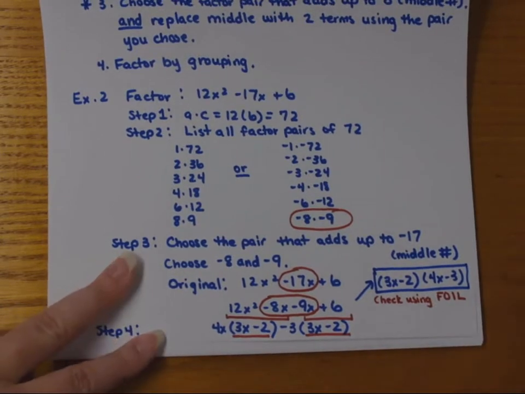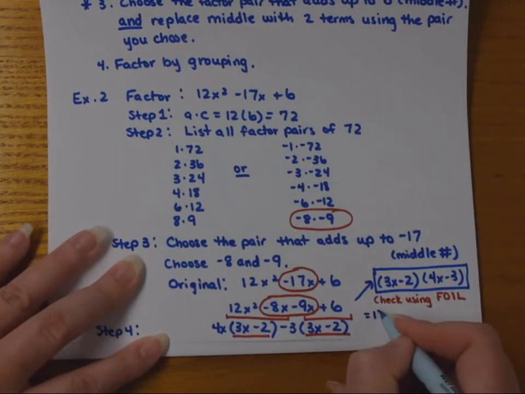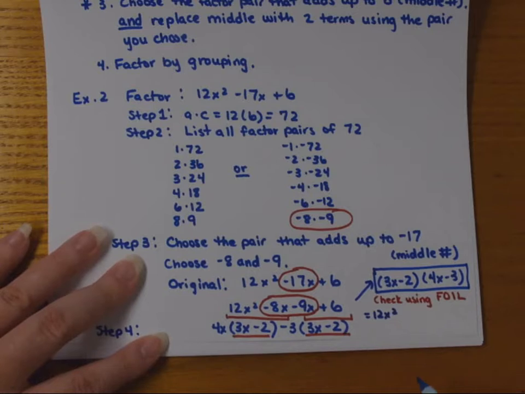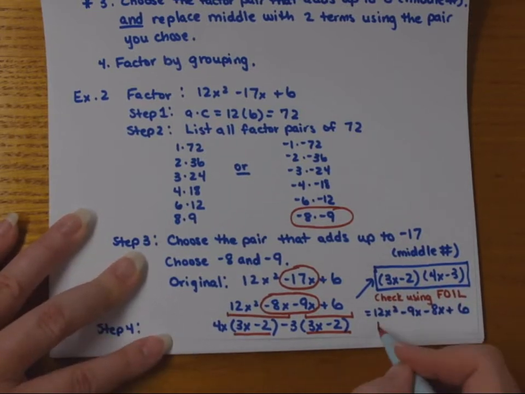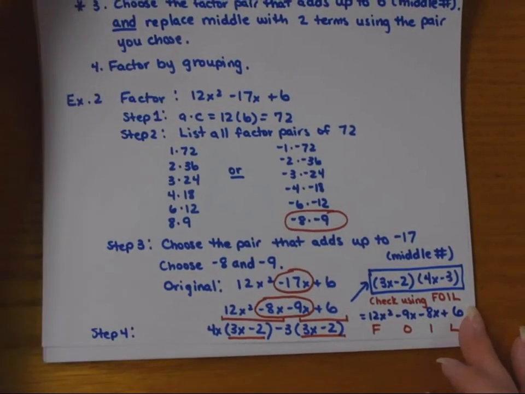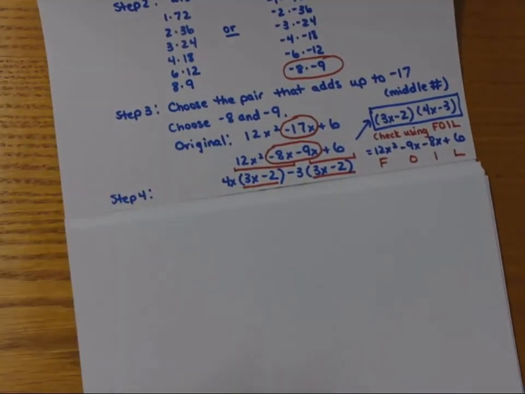Okay, so you would just do first times first, so 3x times 4x, which is 12x squared. And then 3x times negative 3x outside would be negative 9x. Negative 2 times 4x would be negative 8x. And then lastly, negative 2 times negative 2 would be positive 6. Notice these 4 steps are FOIL. So I kind of ran out of space here, but that's okay.